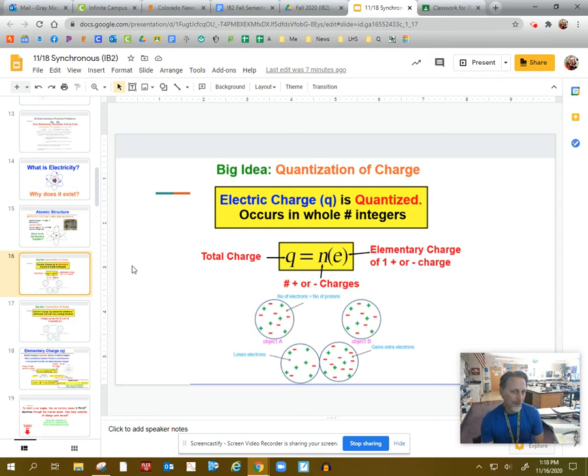So, some big ideas that we're going to look at with this static electricity idea. One is called electric charge, and we give it the lowercase q. Electric charge is actually a quantized number. Quantized just means it occurs in whole number increments.